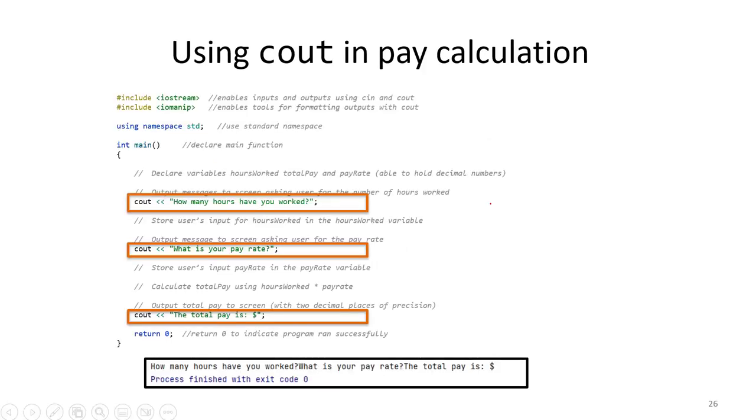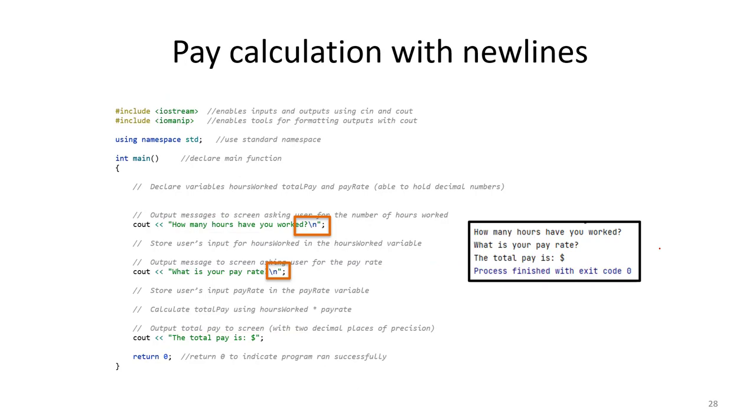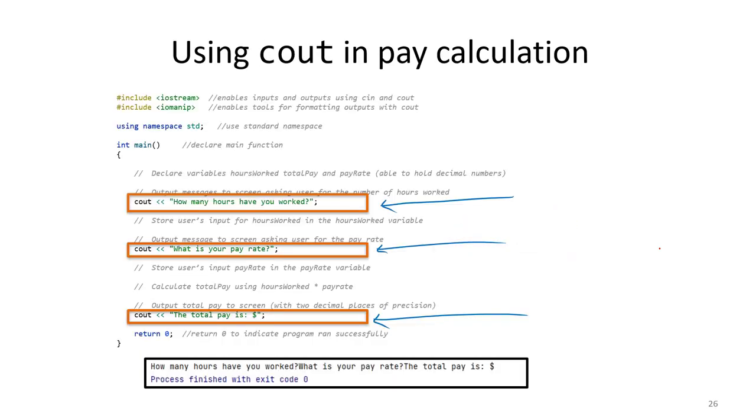So here's an example of using cout in that pay calculation program. Notice if we want to ask our user how many hours they have worked or what their pay rate is, or if we want to output the total pay to the screen, we can use cout statements here. If I were to write our cout statements as shown in our previous pay calculation, you'll see that all the lines are outputted on the same line.